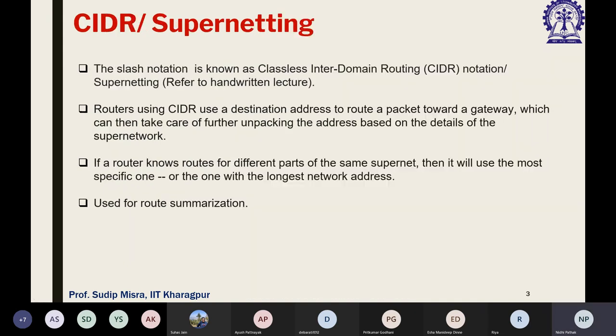We have already done this. Now let us try to understand the supernetting part. The supernetting with the help of CIDR is interesting. This is where I wanted to do some handwritten work, which I am not able to do now. Anyway, the routers basically, so supernetting. First of all, you need to understand what supernetting is.